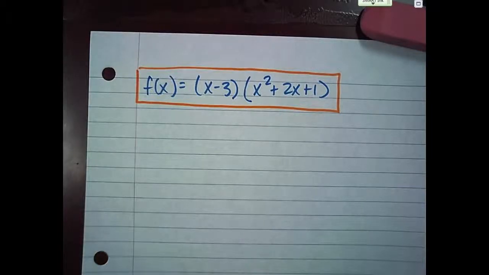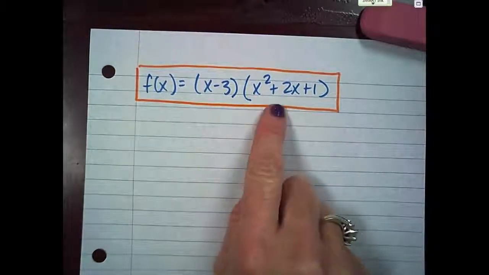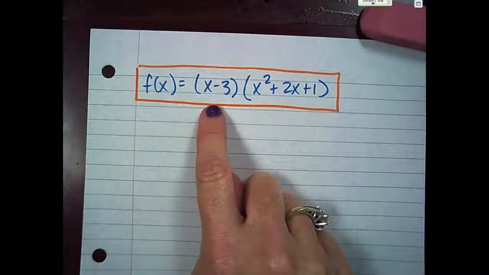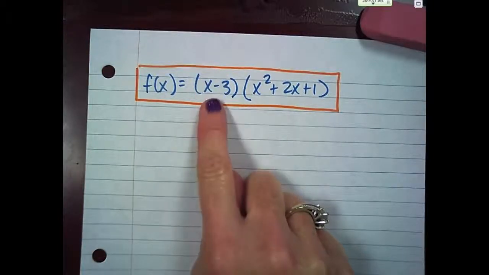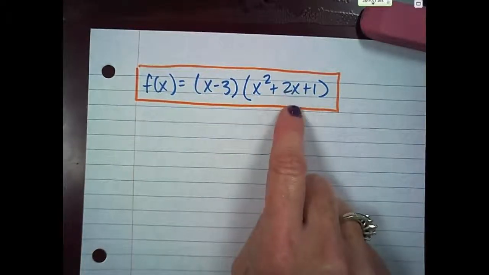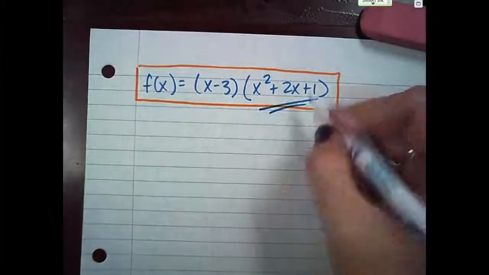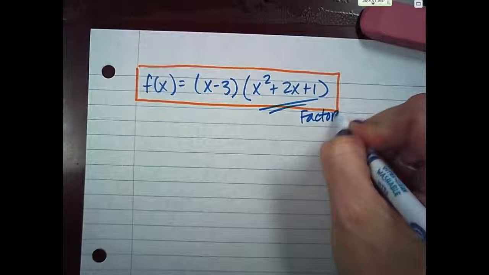What's wrong? You could FOIL this, right, and get back to this big polynomial. That's not going to help you graph, right? In standard form, you can't graph. You have to graph in factored form, correct? So what do I need to do here? There's one factor. What's wrong with this one? You've got to factor it. Excellent. Okay, so you need to factor this in order to graph it.